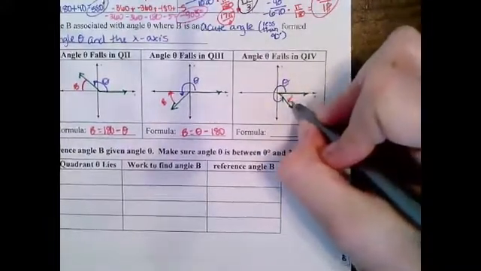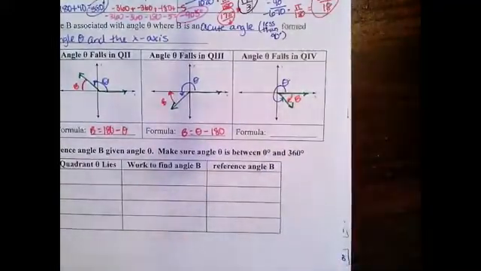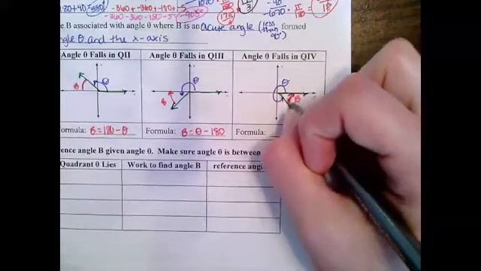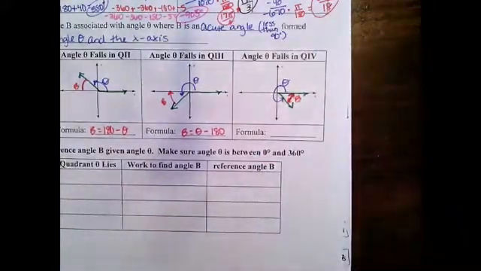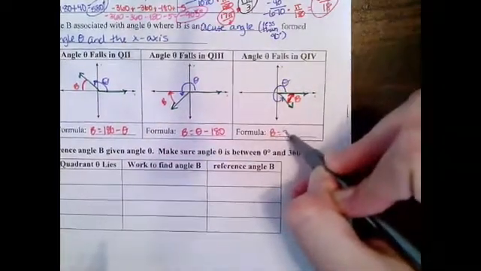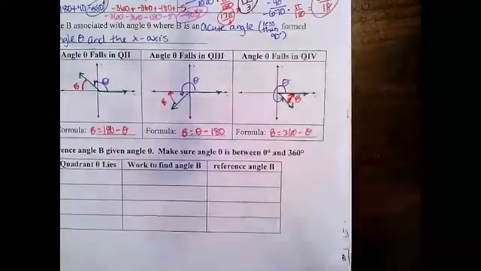This whole thing is B. And you know what? I should have done my arrow the other way. Sorry, guys. This way. That's B. So to get B, you would do 360 minus theta.